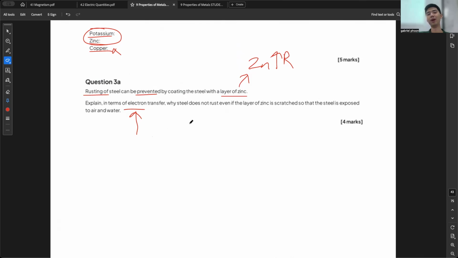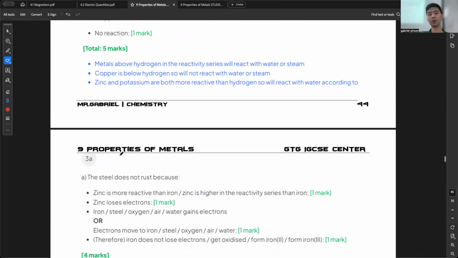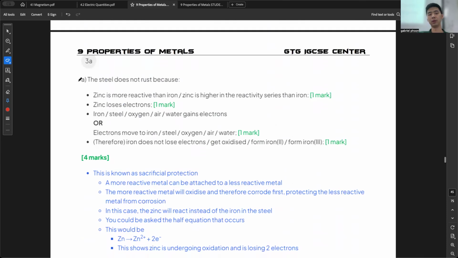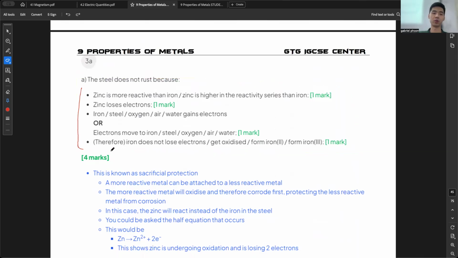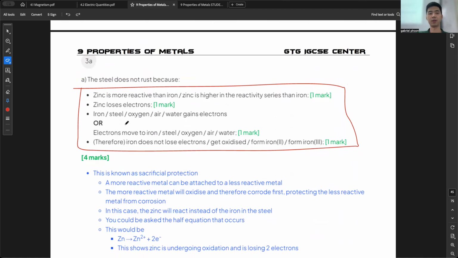Guys, I want you all to remember whenever rusting occurs, it's due to oxidation, right? And if you remember OIL RIG, oxidation is loss of electrons. Thus you're supposed to mention that zinc has a higher tendency to lose electrons instead. That's your answer. Write any of these four down. Please, especially those who did not get the question correct, write this down.